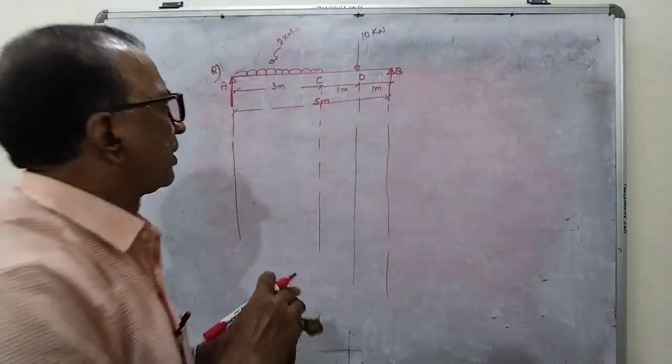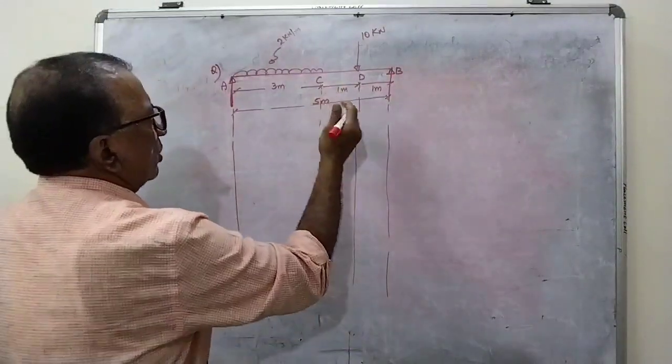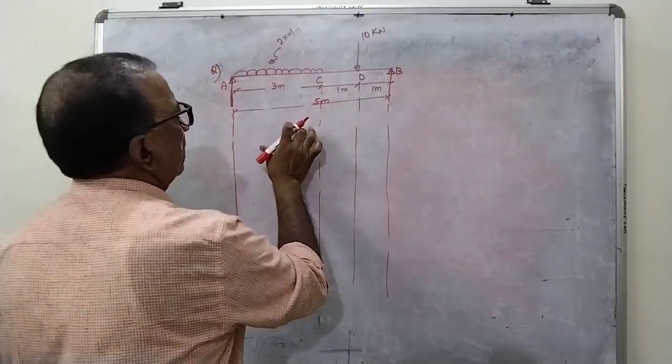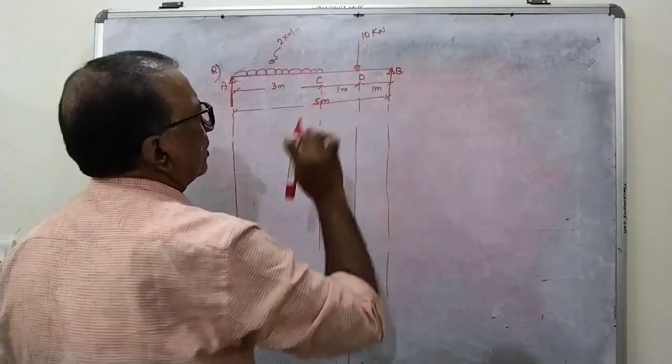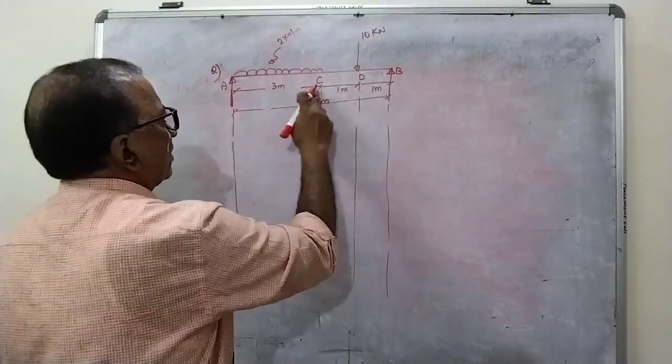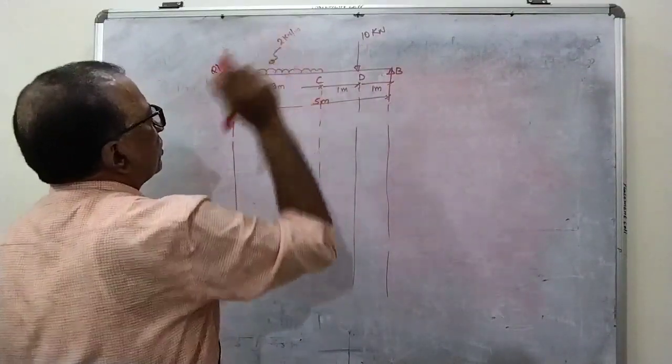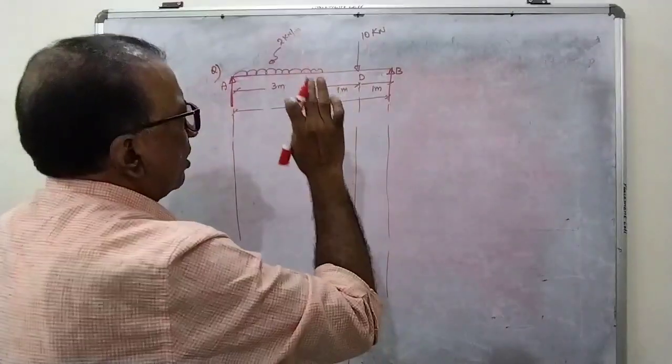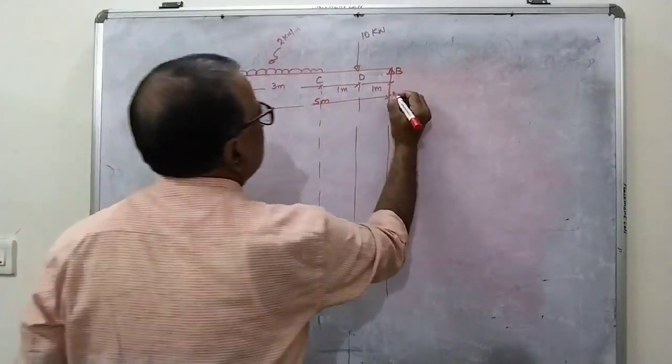चलिए, बीच में अभी I think it is clear. So now here it is partial UDL for 3 meters and a point load of 10 kilonewtons is acting at a distance of 1 meter from the right support, and the UDL is for 3 meters from the left support with an intensity of 2 kilonewton per meter. So we have to draw the shear force and bending moment diagram for this.